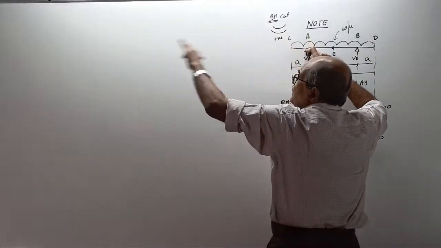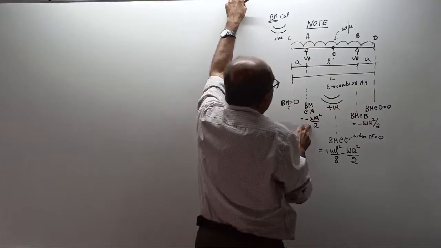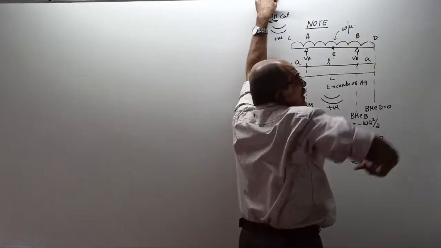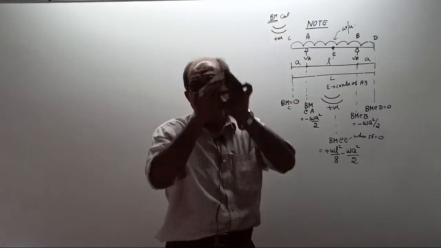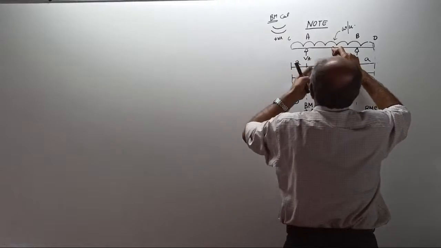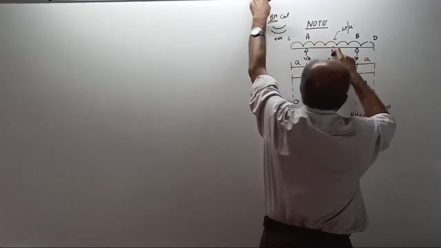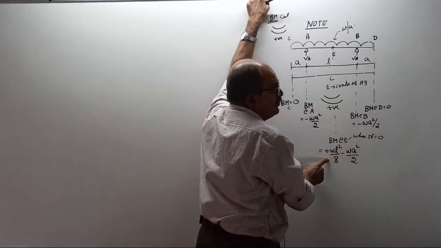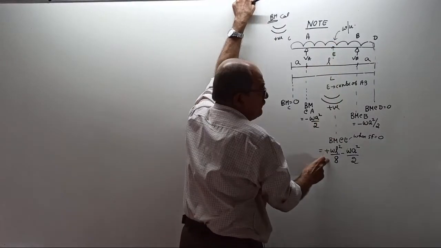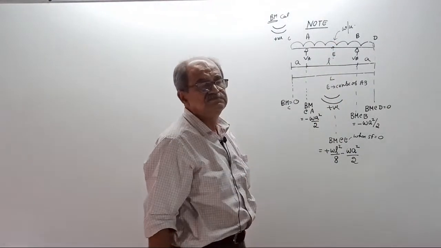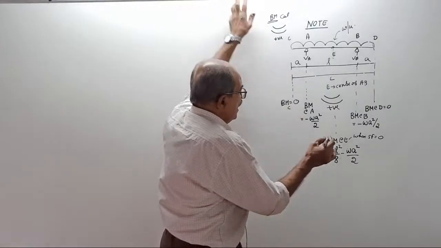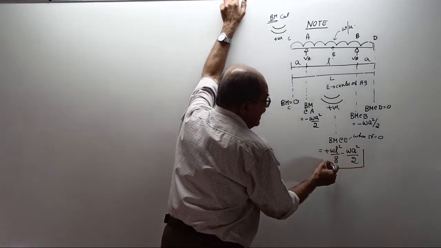BM at A, looking this side, is minus WA square by 2. Same BM here: minus here, minus there also. Clockwise or anti-clockwise is not to be seen. Then BM at E, looking this side, is VA into L by 2 minus etc. When you calculate, it will have both a positive and a negative term. The positive BM term is plus WL square by 8. The negative is WA square by 2. How this came, you can write logically.